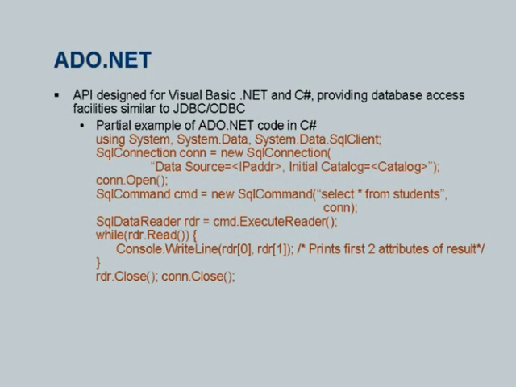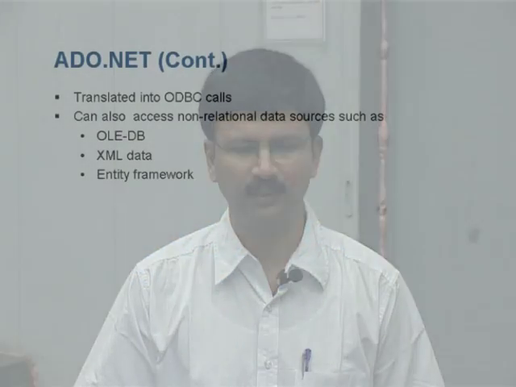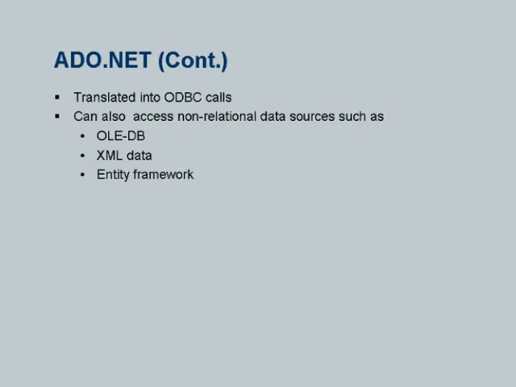ADO.NET is a successor to ODBC, which was introduced by Microsoft, adding a whole bunch of other features to access non-relational data sources also. There's a small sample of code which I'm not going to cover for now. If you're interested, you can read it. It looks quite a bit like JDBC, but it's slightly different and has quite a few other features.